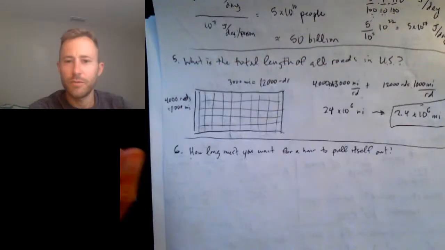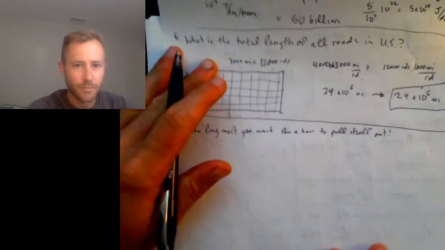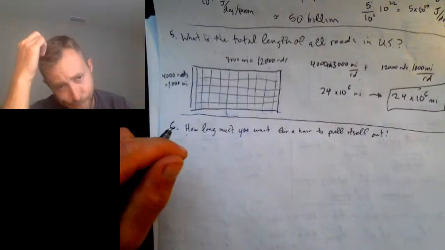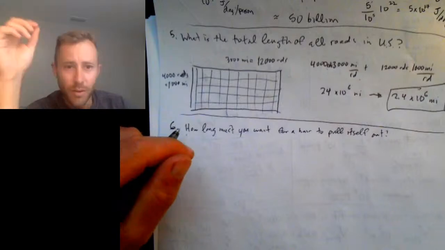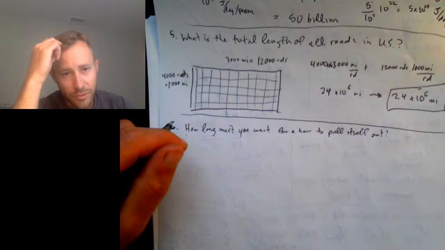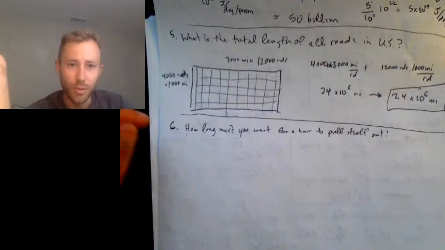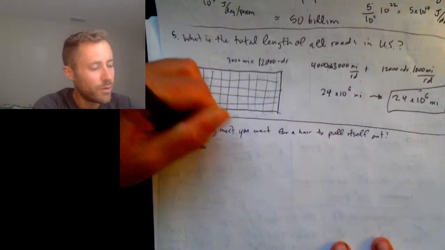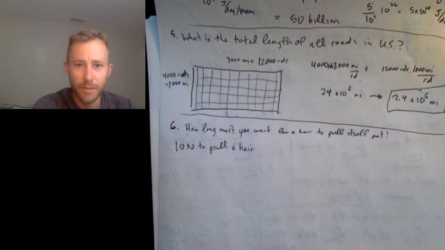How long would you have to wait? All right, so that's kind of an interesting question. So the first thing I want to guess is how much force does it take to pull a hair out? Remember, 1 Newton is a small tug, and I would say it takes slightly more than a small tug to pull a hair out. So I'm going to say 10 newtons to pull out a hair. Okay?